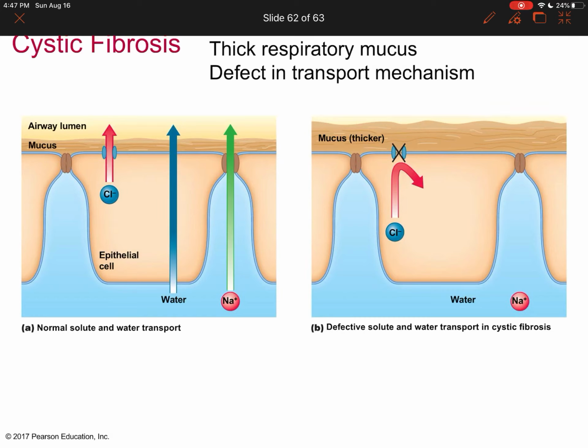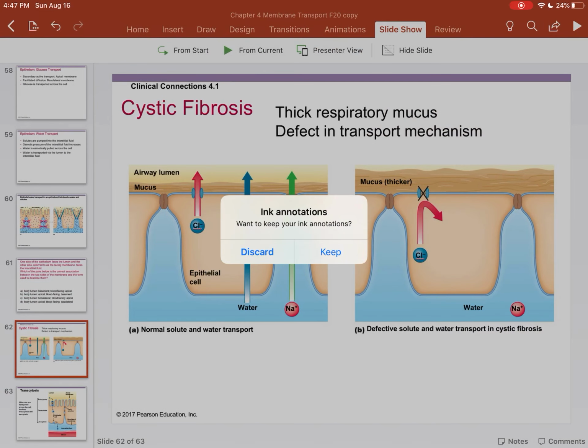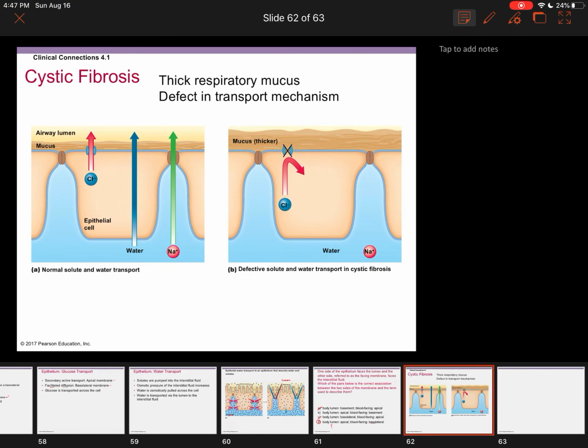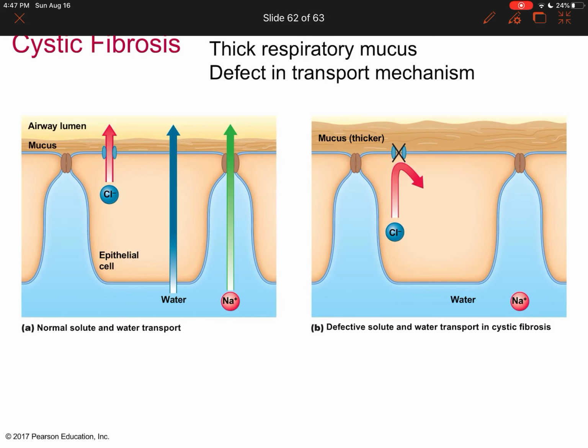So in cystic fibrosis, sorry about this. Let's go back to this view here. What we have is a dysfunctional sodium transporter. So the epithelium does not transport enough solutes into the interstitial fluid because there's a defect in our sodium channel. And water does not enter the tissues.